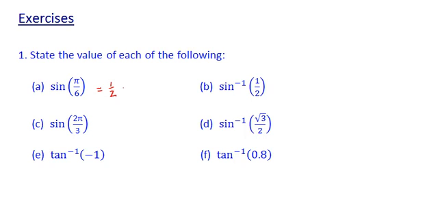So when we ask you for the inverse sine of a half in question B, what's that equal to? Pi over 6. Back again. So sine and inverse sine undo each other. Seems so easy. What about C, if we do question C together?